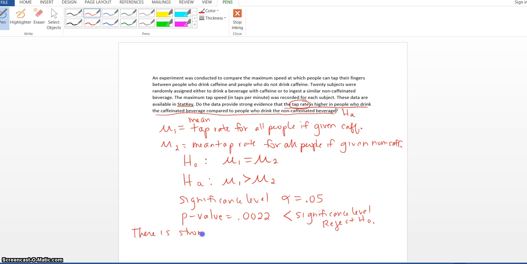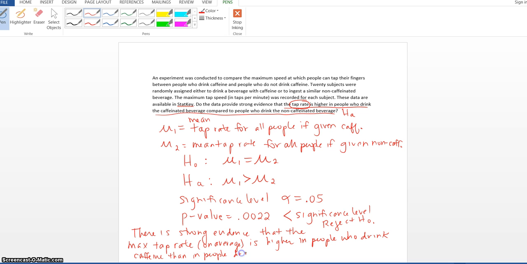There is strong evidence that the maximum tap rate on average is higher in people who drink caffeine than in people drinking a similar non-caffeinated beverage.